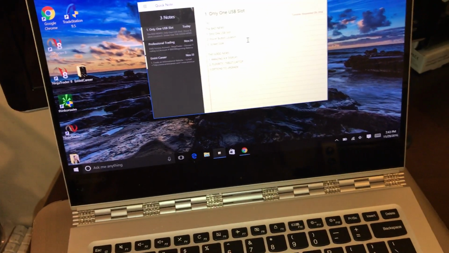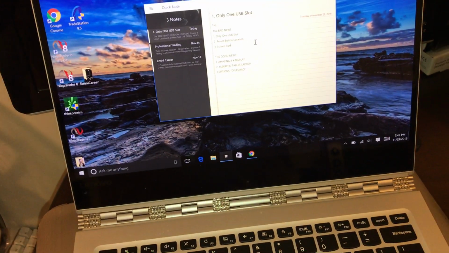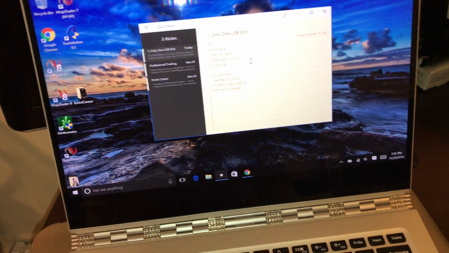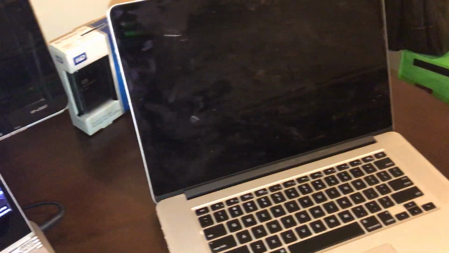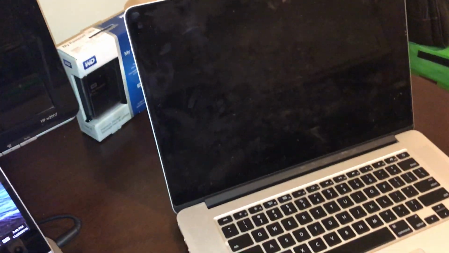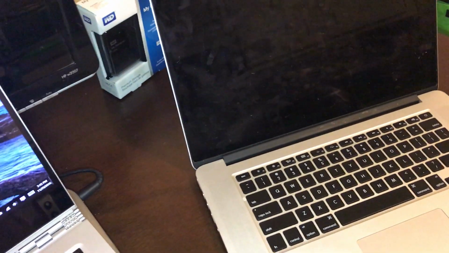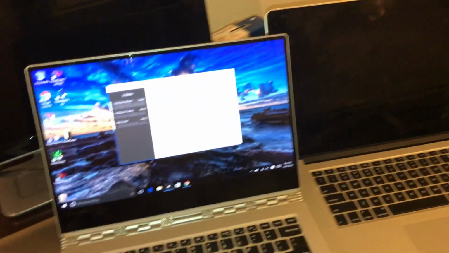Now this is a 13.9 screen. You can round it off to 14, but it's still 13.9. And I did notice a big difference. I have my, sorry for the messy screen here. I am a very messy person. I do have my 15-inch MacBook computer here, and you can tell the difference.